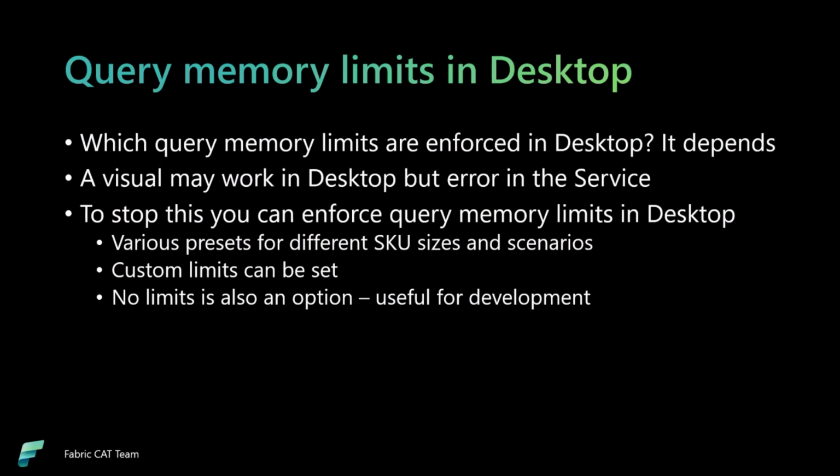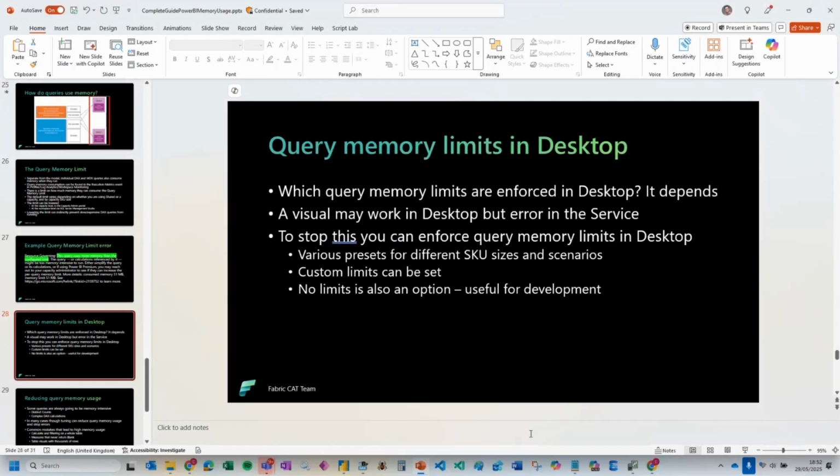This is all well and good in the Power BI service, but what about desktop? You're developing in desktop. How do you know whether you're going to hit those limits in desktop? Because you've got a really meaty machine with loads of memory, and maybe you've got more memory on your desktop than perhaps is allowed in the Power BI service. Well, by default, Power BI Desktop will try and guess what limits are going to be enforced.